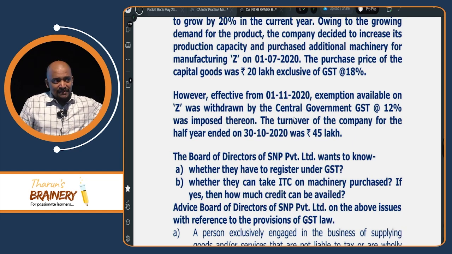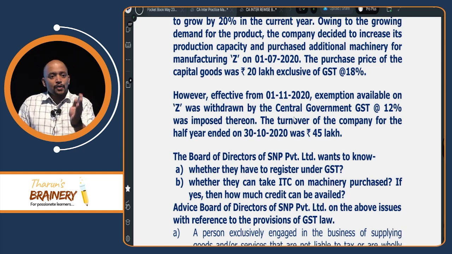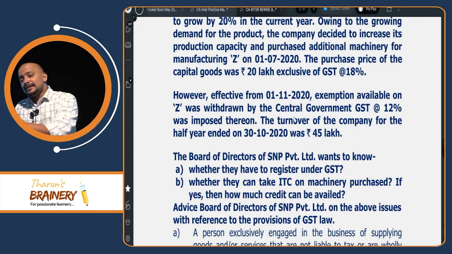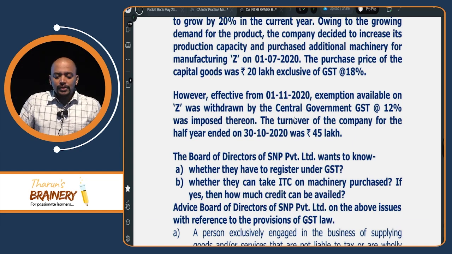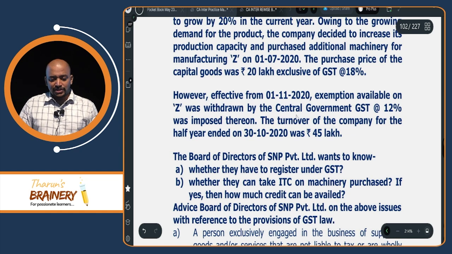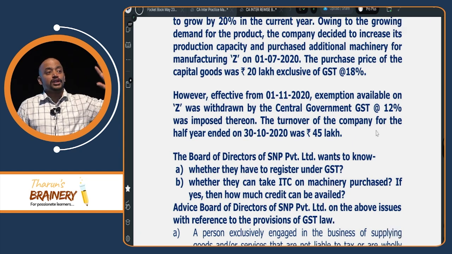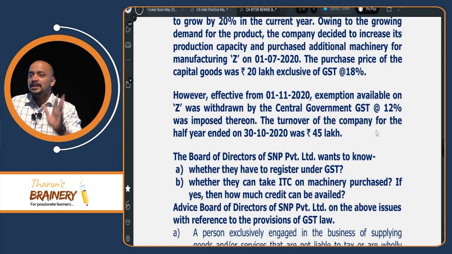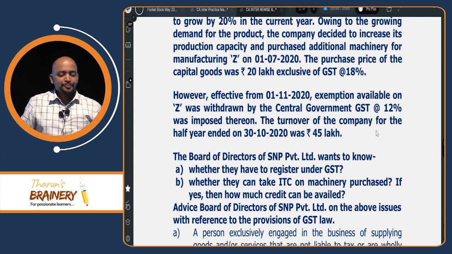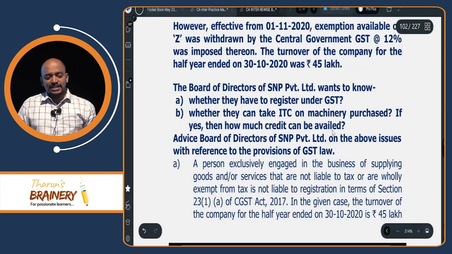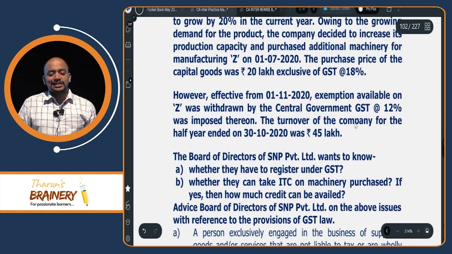So so far they were making exempted product. Now automatically that product became taxable. So therefore, they have made application for registration. Exemption available on the Z was withdrawn by government and GST at 12% was imposed. The turnover of the company for the half year ended 30/10 itself was 45 lakhs. Means as on 1/11, they crossed the threshold limit. Now, the board of directors of S&P Private Limited wants to know whether they have to register under GST.